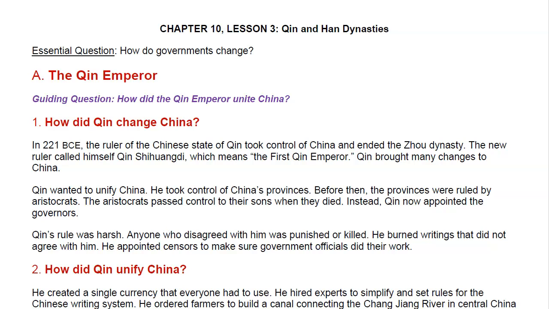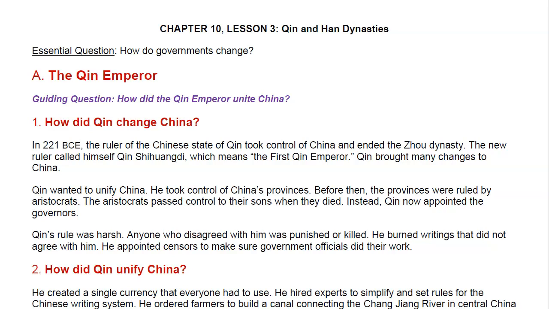Chapter 10, Lesson 3, Qin and Han Dynasties. The essential question for this lesson is, how do governments change? Section A, the Qin Emperor. Guiding question, how did the Qin Emperor unite China?